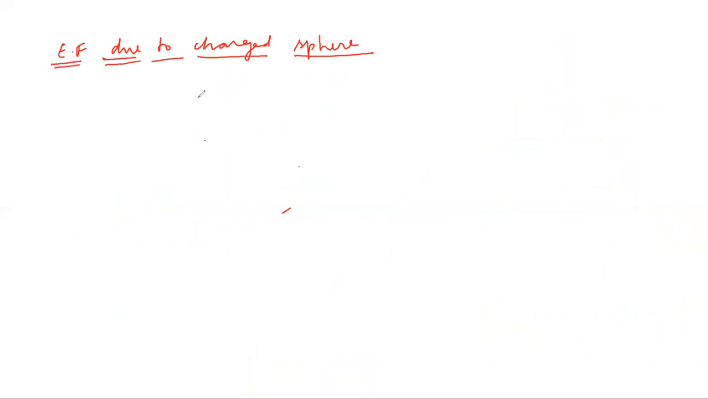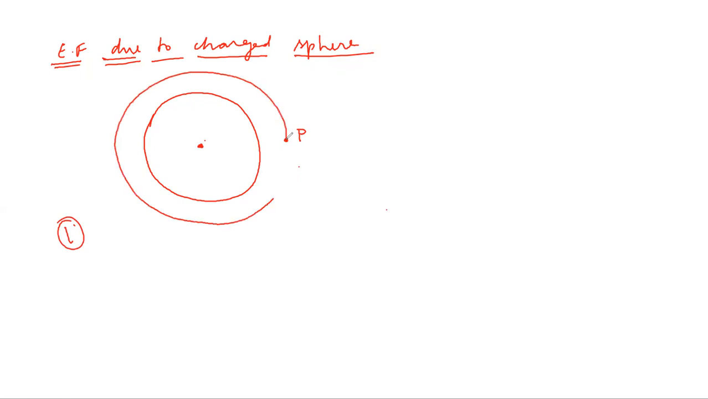So see here, this is a sphere I have considered, and let's say my aim is to find the electric field at a point P here. This is a uniformly charged sphere. Fine. So for this, first what we have to do? We have to consider a Gaussian surface. So see here, this is a Gaussian surface that I have considered.